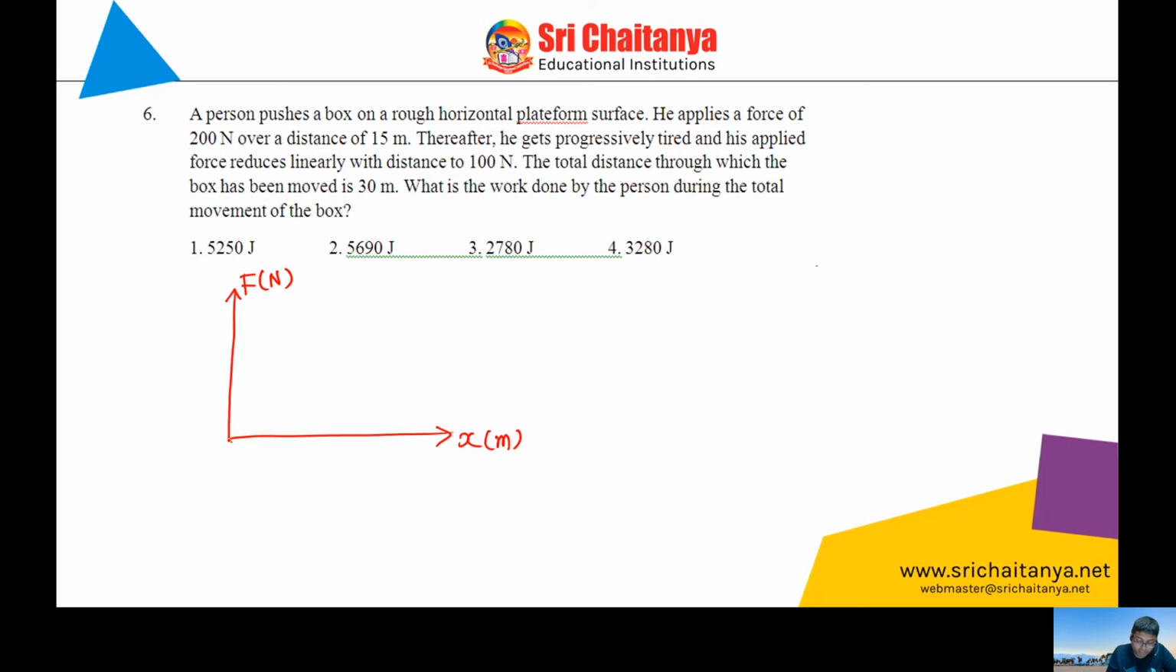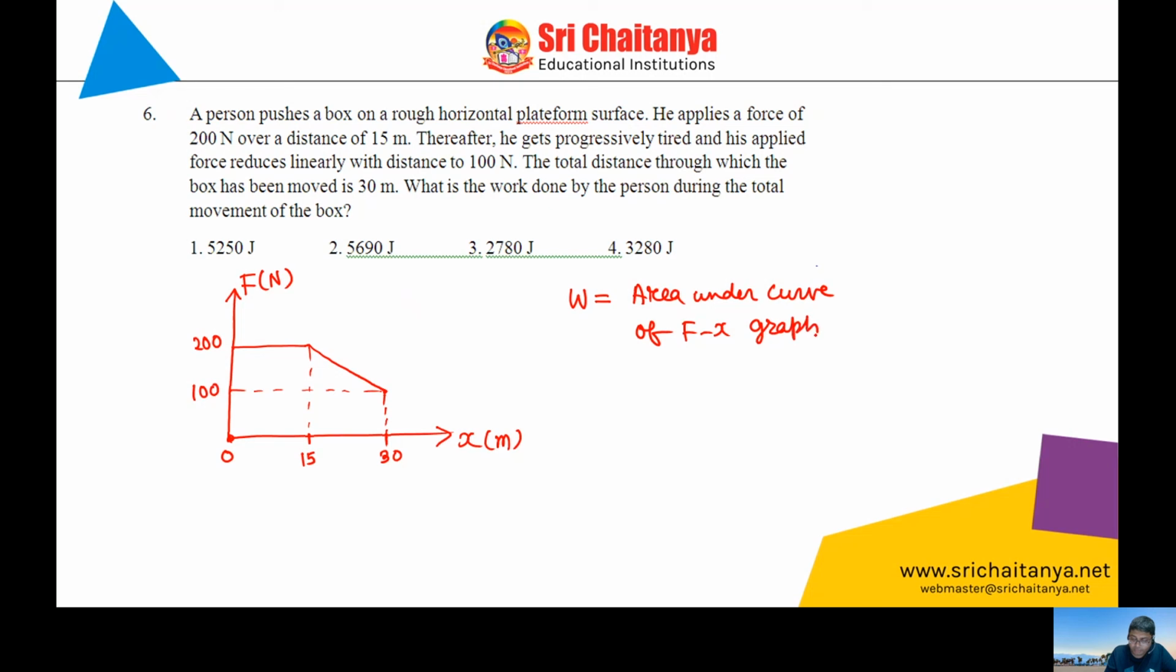Okay, so initially he is traveling from say 0 to 30 meters. For the first 15 meters, the force applied is equal to 200 Newton, and thereafter from 15 to 30 meters he is decreasing the force linearly from 200 Newton to 100 Newton, like this. Okay, and this is the graph of F versus X from 0 to 30 meters of the travel. So the work done by this variable force will be simply equal to the area under the curve of the F versus X graph.